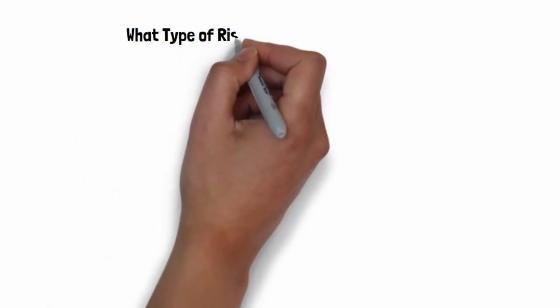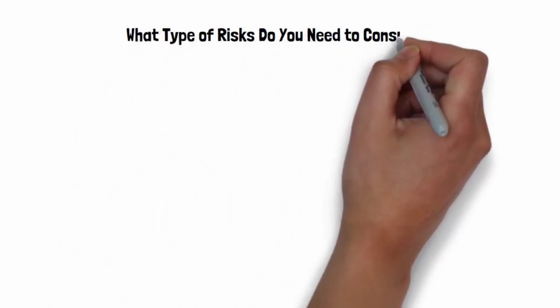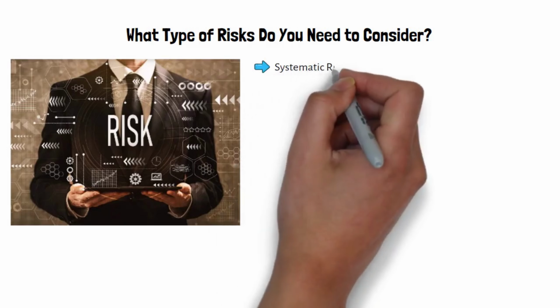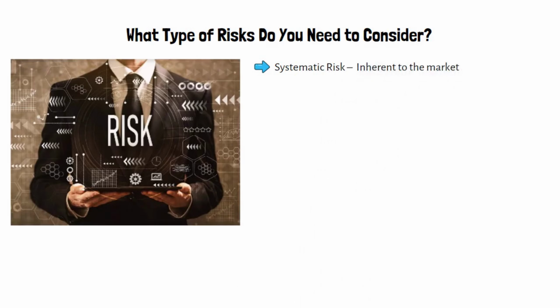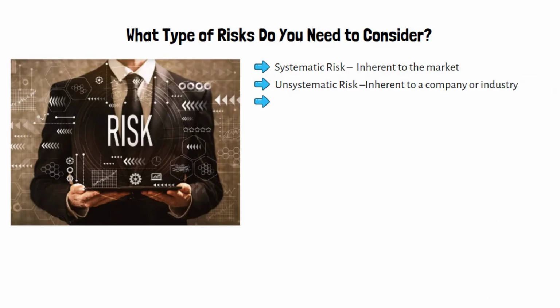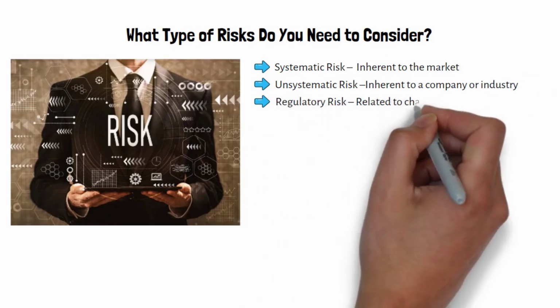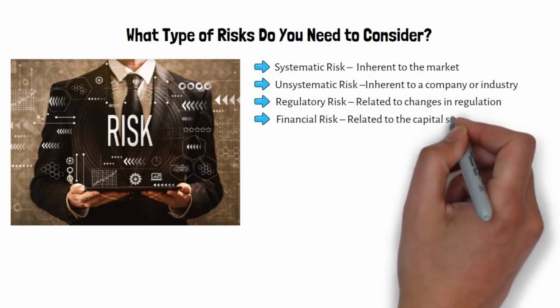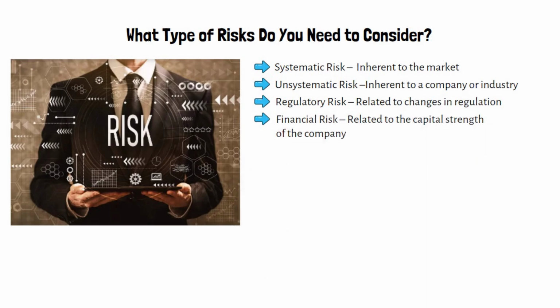What type of risks do you need to consider? So what types of risks do you need to think about while writing your risk management plan? Most project risks can be classified into the following categories. Systematic risk, inherent to the market. Unsystematic risk, inherent to a company or industry. Regulatory risk, related to changes in regulation. Financial risk, related to the capital strength of the company.